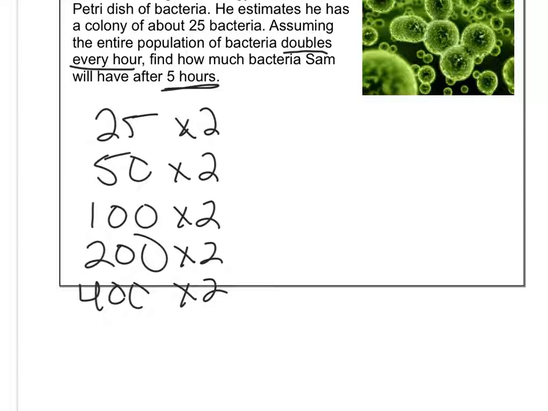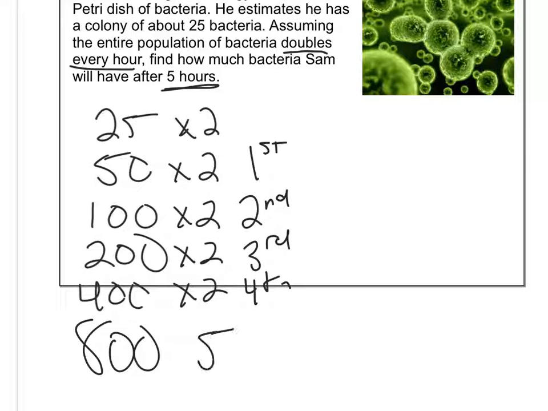He starts off with 25, so at the end of the first hour he's got 50, second hour he's got 100, third hour he's got 200, fourth hour he's got 400, so at the end of the fifth hour he's probably got close to 800 bacteria.